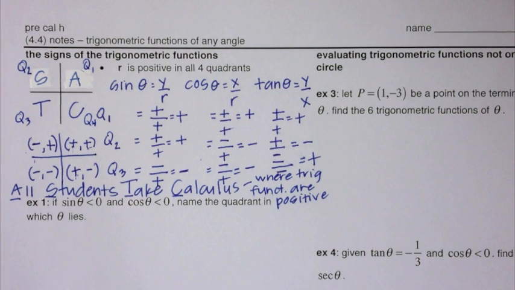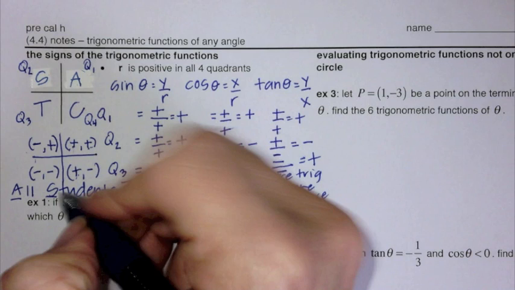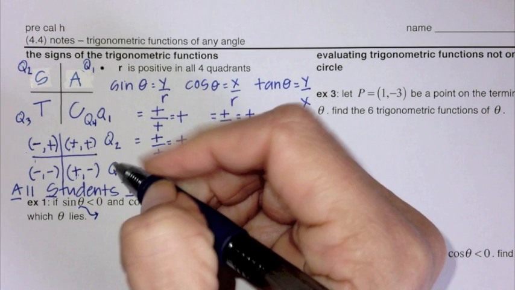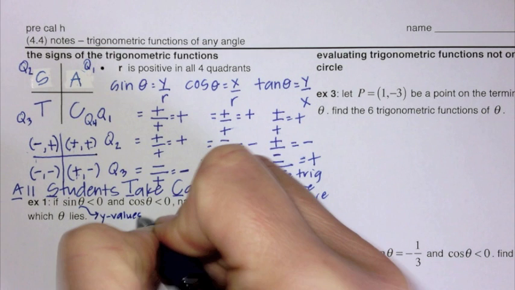So how are we going to use this? This first piece right here says if the sine of the angle is less than 0. So that's just letting us know that the y is negative. So the y values are negative.